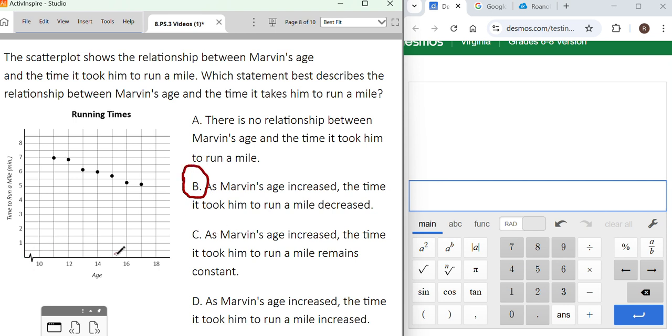As Marvin's age increased, the time it took him to run remains the same. Nope, that would have been a flat line there, so that's not it. As Marvin's age increased, the time it took him to run a mile increased, and that's not true either. So this is definitely a negative correlation.